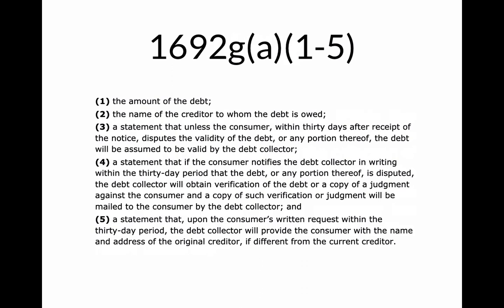And then number 5, a statement that upon the consumer's written request within the 30-day period, the debt collector will provide the consumer with the name and address of the original creditor if different from the current creditor. So the current creditor might be Midland Funding. Let's say that they claim to own the debt, but you say, well, who was the original creditor? Well, they have to tell you that. And the debt collector has to say, look, you can request this from us.